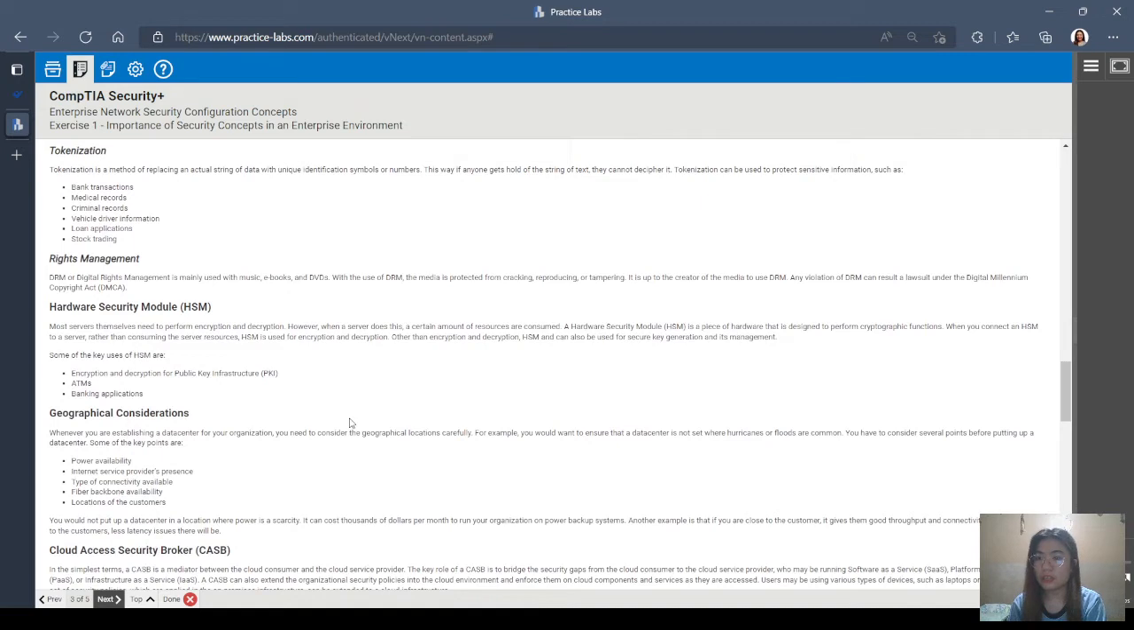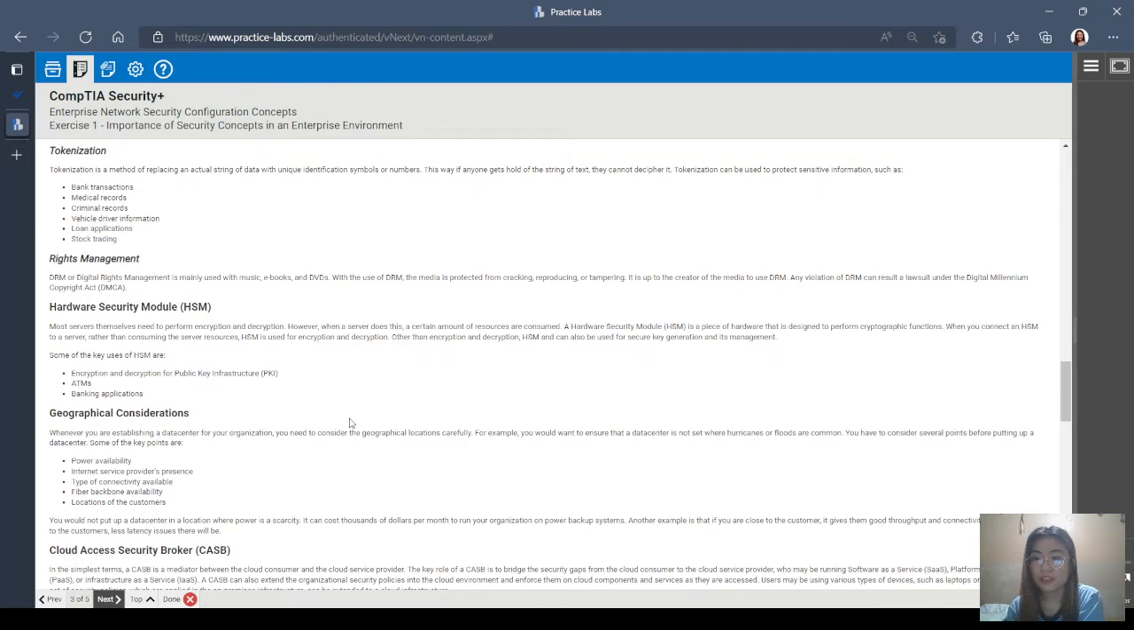Tokenization is a method of replacing an actual string of data with unique identification symbols or numbers. This way, if anyone gets hold of the string of text, they cannot decipher it. Tokenization can be used to protect sensitive information such as bank transactions, medical records, criminal records, vehicle driver information, loan applications, and stock trading.